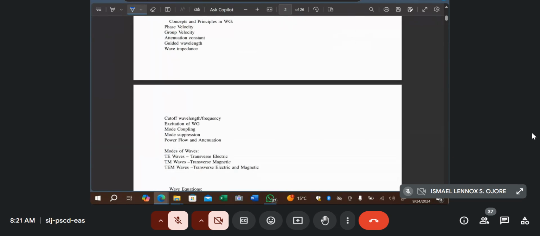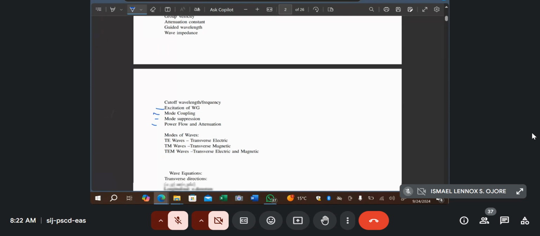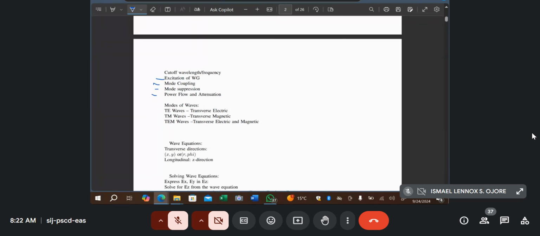When you talk about cutoff frequency, how do you excite different waveguides in different modes? How do you couple them, suppress? How do you then calculate the amount of power that is delivered at a distance? So that we'll be able to see as well when we discuss this in the tutorials. It's easy in the tutorial because we're just doing revision, so it means you probably have done them in the 4th year.